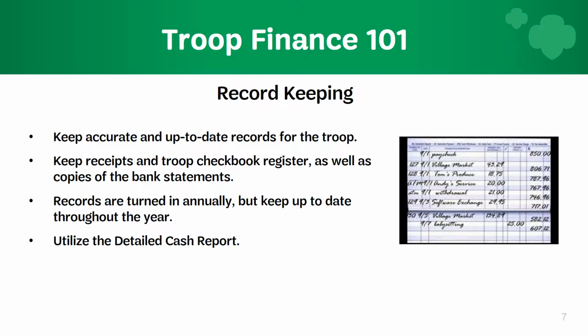Record keeping. Keep accurate and up-to-date records for the troop. Keep receipts and copies of the bank statements. Records are turned in annually, but should be kept up to date throughout the year. Utilize the detailed cash report. Keeping accurate and up-to-date records will only make filling out the end of your finance report easier. It is highly recommended that you start using the Excel financial report at the start of the membership year. This form can be found on our website at girlscoutsgwm.org under Forms.